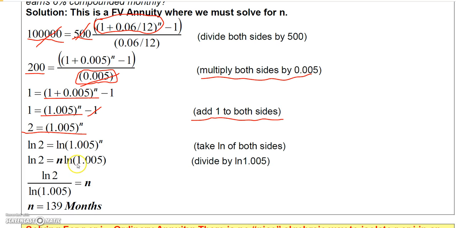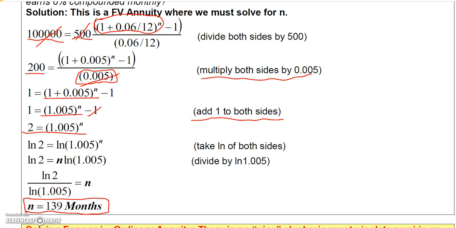So to solve for n, just divide both sides by the natural log of 1.005. If you divide it on the right-hand side you'll just get n, and on the left-hand side you'll get the natural log of 2 divided by the natural log of 1.005. And this actually comes out, I think, to 138 point something, but remember, we always round these up to the next higher integer, so the answer would be 139, and since n represents months, that would be 139 months.